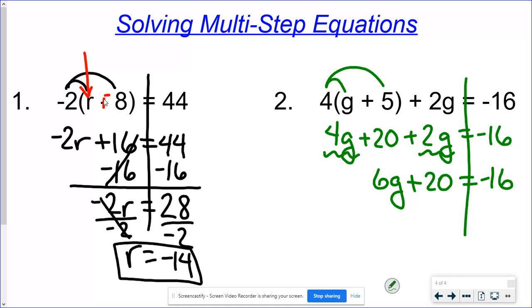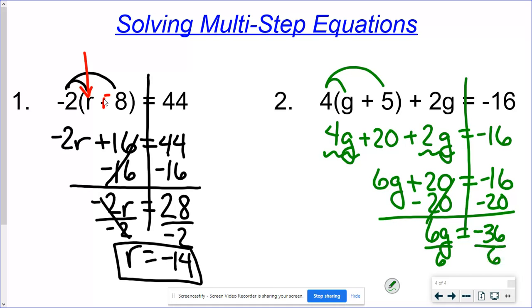Now I need to get rid of the 20, so we'll subtract 20. 6g equals negative 36. And when I divide by 6, I'm going to get that g is negative 6.